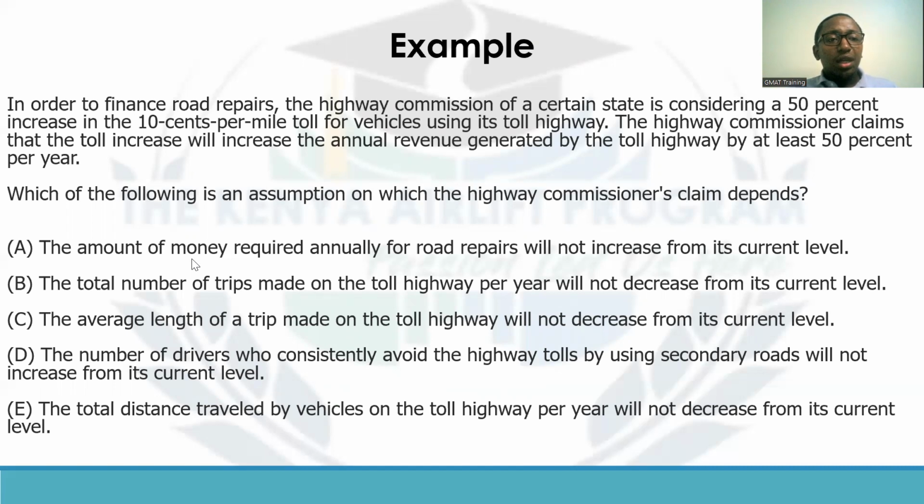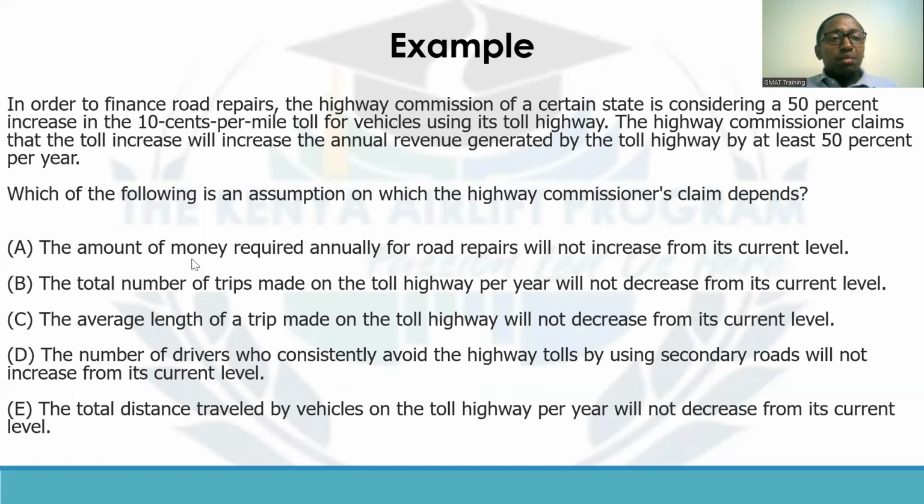So we have: in order to finance road repairs, the Highway Commission of a certain state is considering a 50% increase in the 10 cents per mile toll for vehicles using its toll highway. The Highway Commissioner claims that the toll increase will increase the annual revenue generated by the toll highway by at least 50% per year. Which of the following is an assumption on which the Highway Commissioner's claim depends?